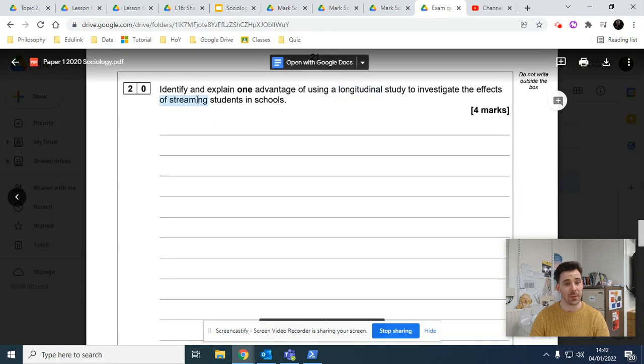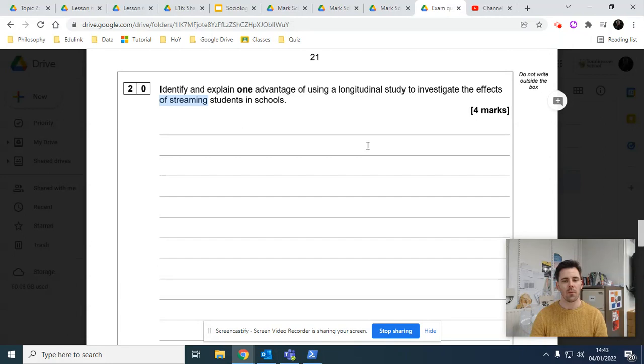If I'm looking at streaming, then I'm looking at putting students into groups based on their ability. Remember, we've talked about setting and streaming, but we don't really need to worry about the difference between the two when it comes to the actual exam. Streams of subjects would be particular groups of subjects. So for instance, you might be in the top stream for a faculty of subjects like your humanities subjects, or you might be in the top stream for your English, maths and science subjects, your core subjects. But either way you look at it, it essentially means you're putting pupils into ability groups.